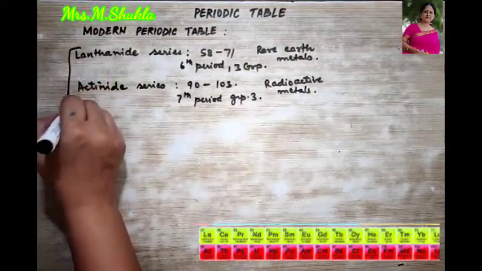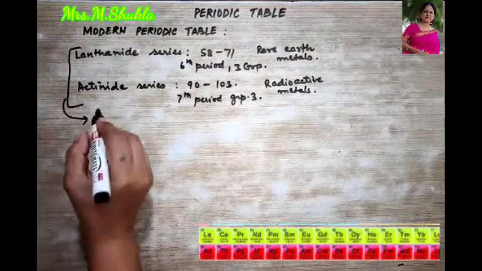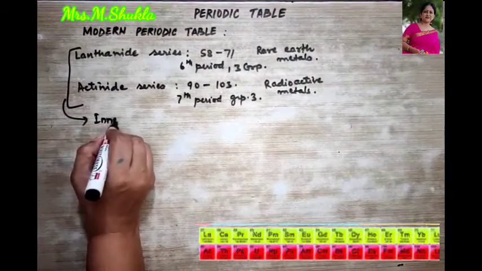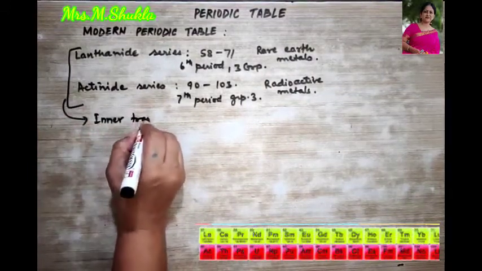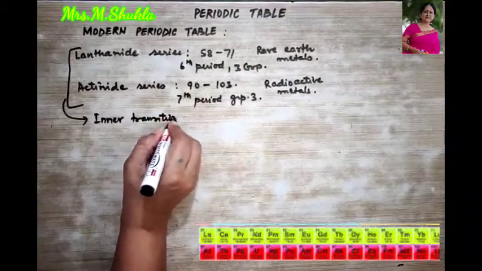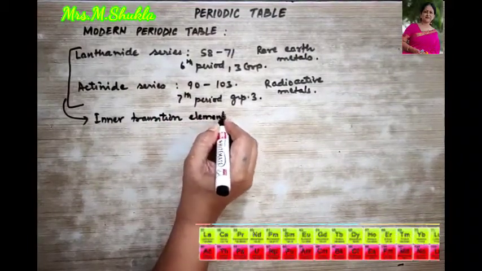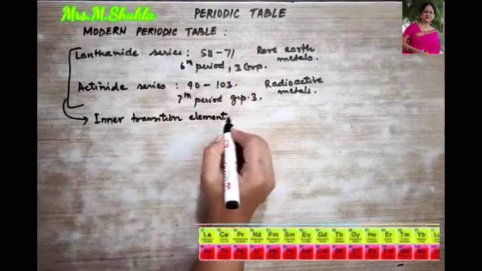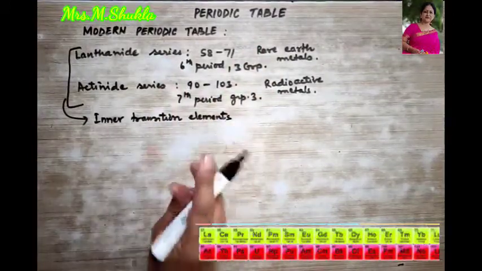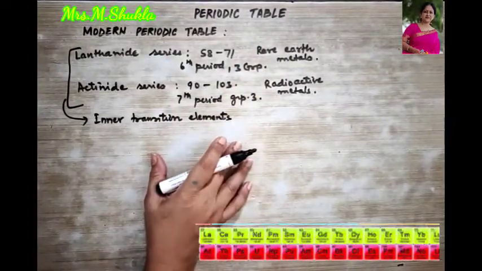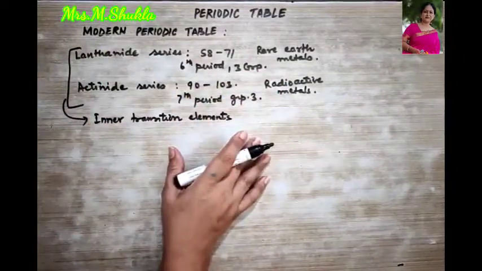And together, what is this? They are termed inner transition elements. Why are they called inner transition elements? Because they are picked up from the transition set of elements. So therefore they are termed inner transition elements. I hope this is very clear to you.